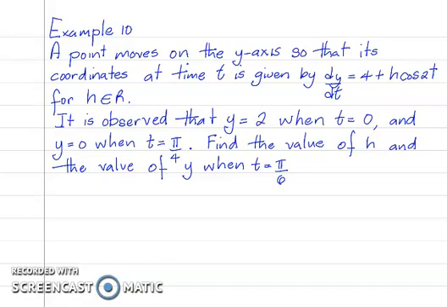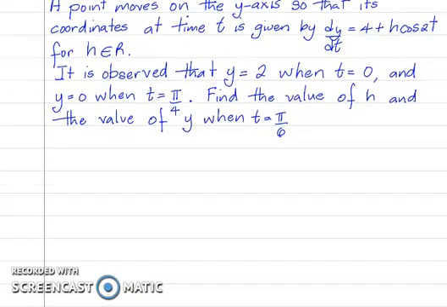Example 10. Example 10 says a point moves on the y-axis so that its coordinates at time t is given by dy by dt is equal to 4 plus h cos 2t. It is observed that y is equal to 2 when t is equal to 0, and that y is 0 when t is equal to pi by 4. We're to find the value of h and the value of y when t is equal to pi by 6.